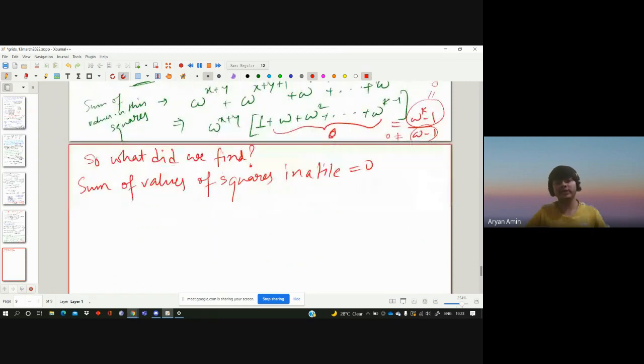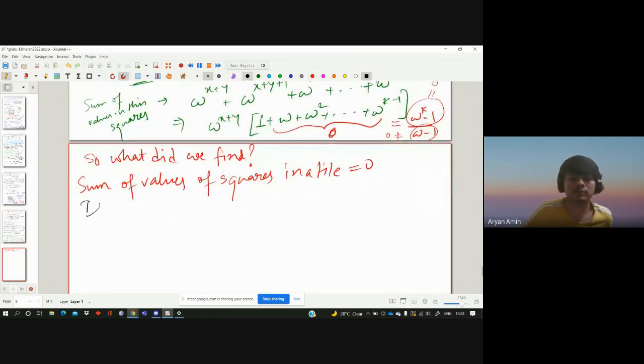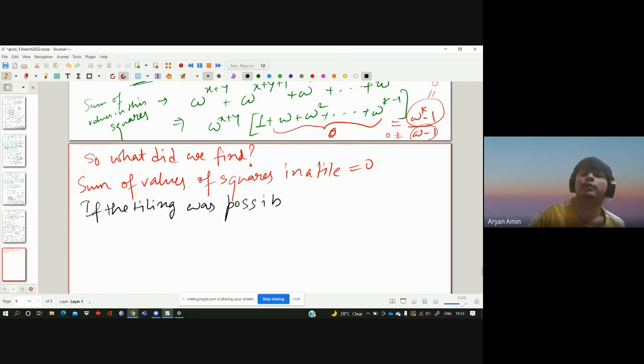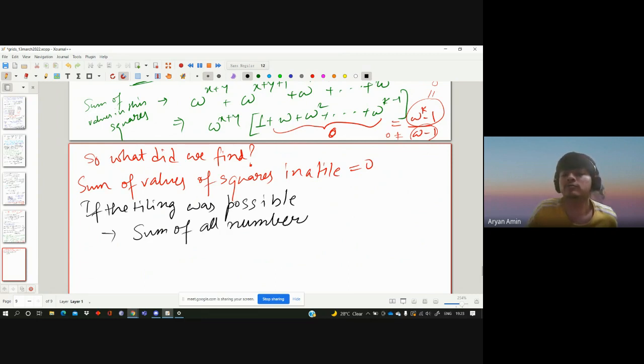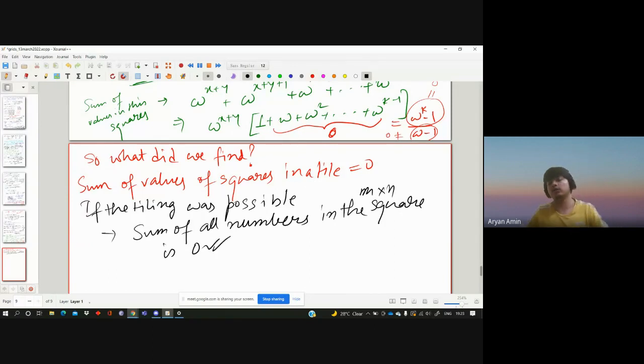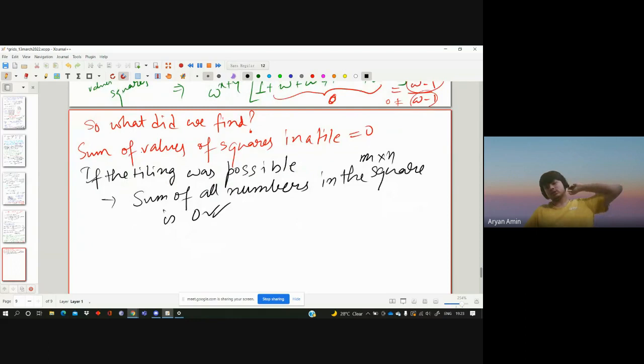So now if the tiling was possible, what would we have? The sum of all numbers in the m cross n board is 0. Does everyone follow how I reached this conclusion? If there are questions, please ask.